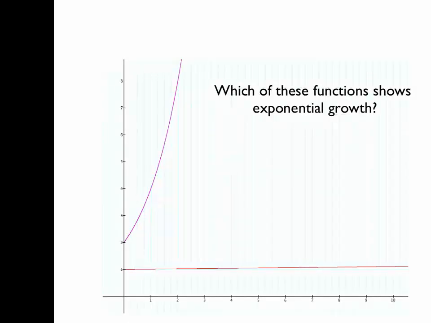Okay, so the next module, module 4, is exponential growth. We want to learn the mathematics behind exponential growth. So here's a question. Here's two graphs. Which of these functions shows exponential growth? Which is displaying exponential growth? What do you think? The purple or the red? The purple, of course, right? Both. Both of these are graphs of exponential growth.